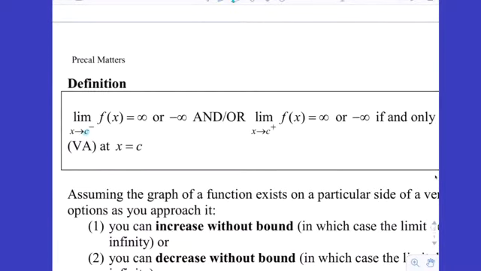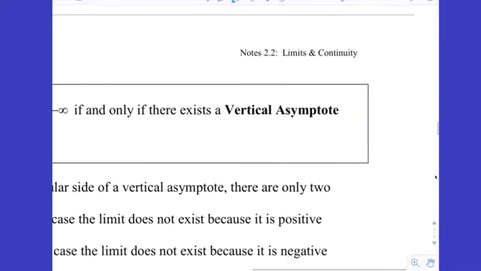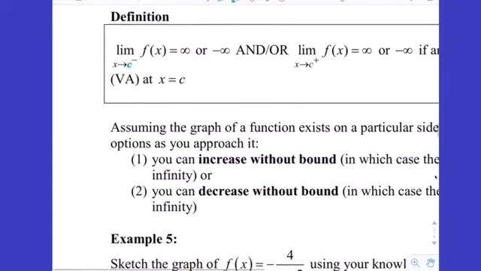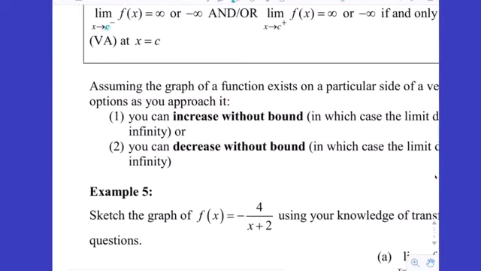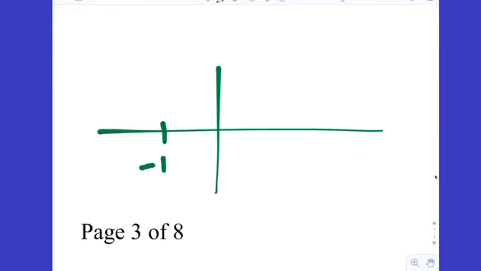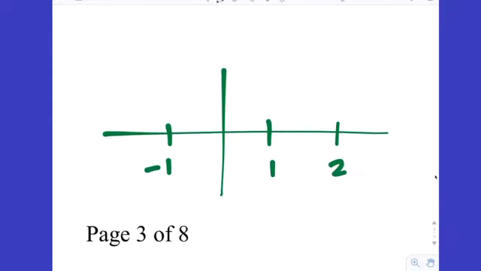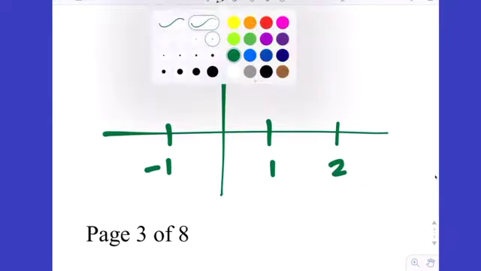There's 4 possible things that can happen right there. You only need one of them to happen. If any one of those 4 things can happen, then there's a vertical asymptote at x equals that value. Okay? So let me go ahead and show you kind of a little example here. I'll just draw this little graph. We'll say this is negative 1. We'll say this is 2. And let's just draw a graph.